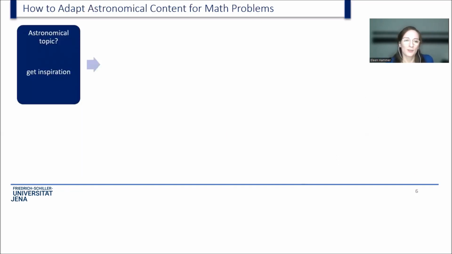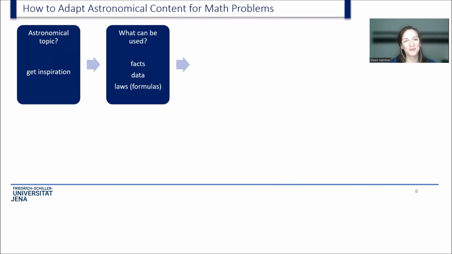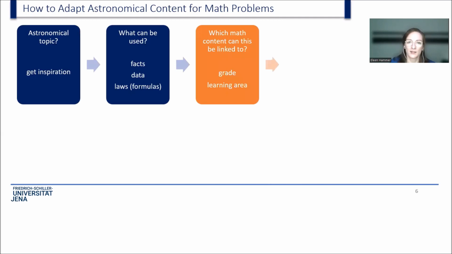So how do I go about developing these kinds of problems? Well, first I have to think about what astronomical topic I would use. I often get my inspiration from media, things I see on TV. Then I decide what I want to use: a fact, which I define as a one-sentence truth, like the moon moves away from Earth 4 centimeters a year. Or do I want to use a data set, or do I want to use a physical law? Then I think about with what learning area and for what grade I could combine that.